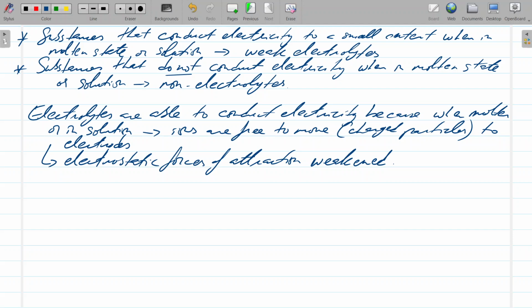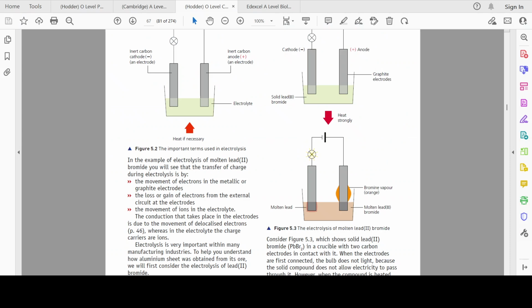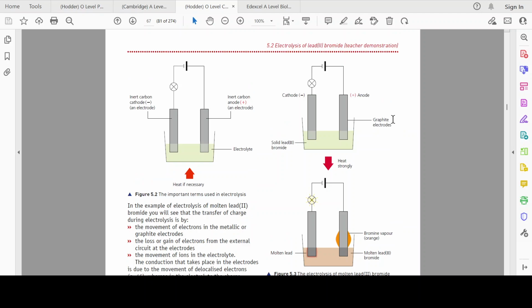Okay. So for an illustration, I'll take you to the book. Let me just put that on screen. Okay. Can you see that? Can you see the text?